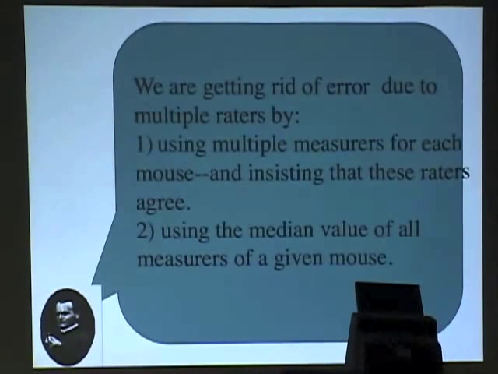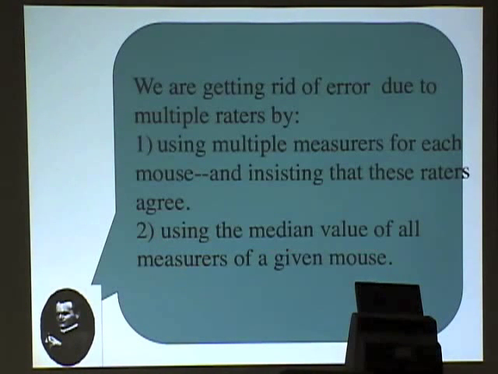All right, so as my buddy Gregor points out, we insisted that these raters agree. You had to get within 10% of the mean. And what we're also going to do is use the median value of all measures for a given mouse. Now, in most cases, we had 2 people measuring a given mouse, so the mean and the median happened to be the same exact number. But in one case, we had 3, so we use the median.